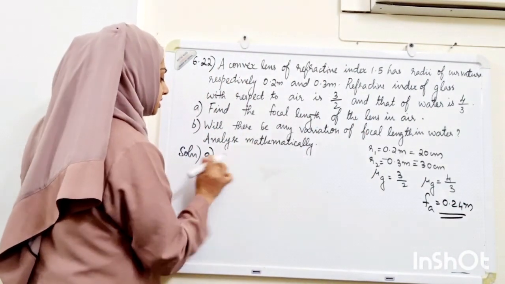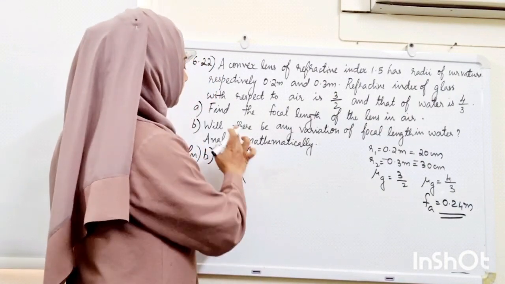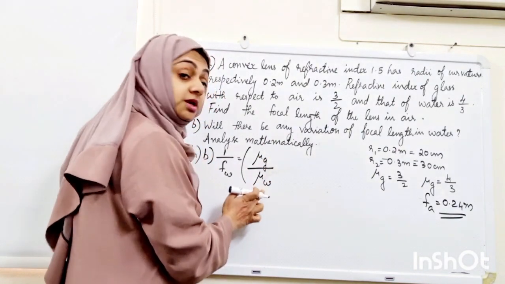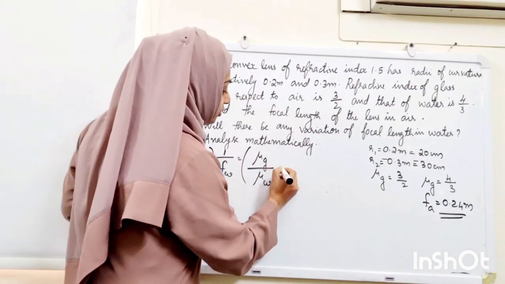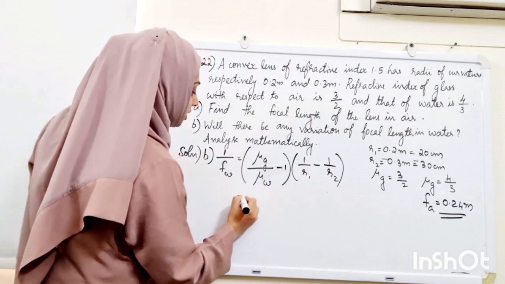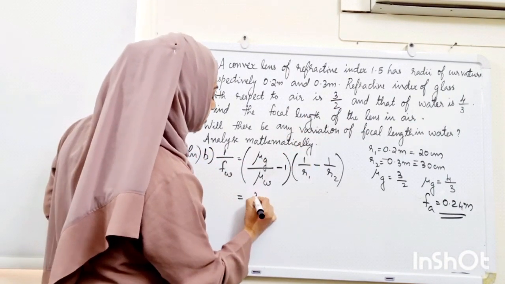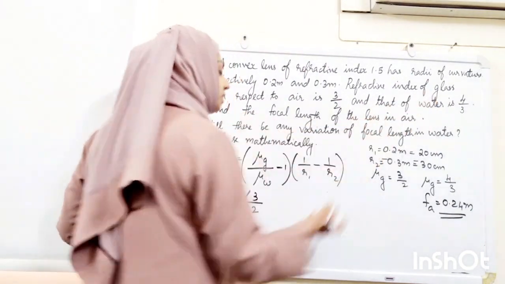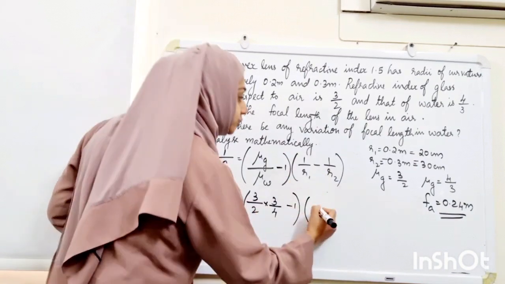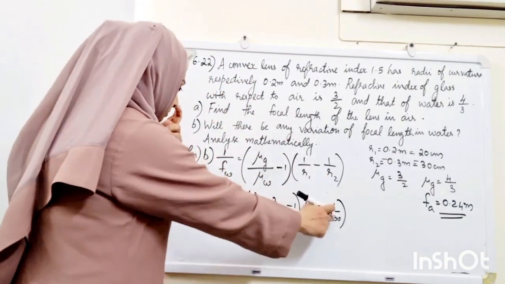Okay. So again, using lens maker's formula, we have 1 by FW is equal to refractive index of glass, because the lens is made of glass, divided by refractive index of water. Now the medium surrounding the lens is water. So mu W minus 1 times 1 by R1 minus 1 by R2. So this is equal to refractive index of glass is 3 by 2, 3 by 2 divided by 4 by 3. So I am going to multiply it by 3 by 4 minus 1 times, do you remember what was this quantity? 1 by 20 minus of 1 by minus 1 by 30, minus of 1 by minus 30.